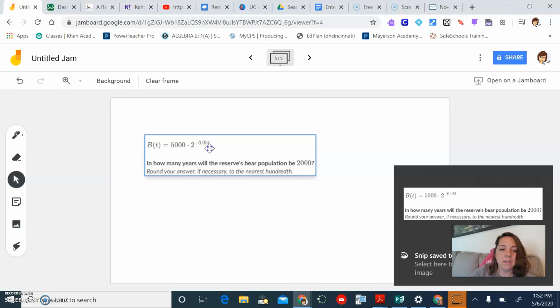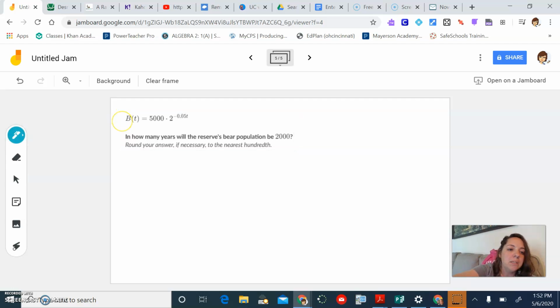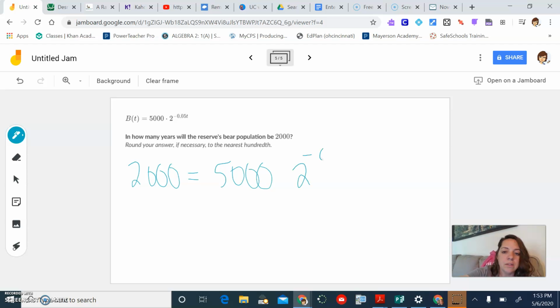We're gonna figure out, okay, so what needs to go where? Well, the population 2,000 goes in over here instead of that B because that's what the B stood for. So we're gonna have 2,000 equals 5,000 times 2 to the negative 0.05t. Okay, so then now we're going to solve this thing.